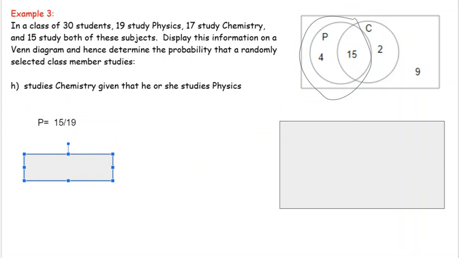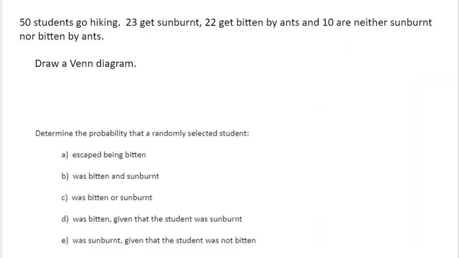Okay, so we have one more slide, but it actually has a bunch of questions on it and another Venn diagram to make. This time we have 50 students go hiking and they have some unfortunate situations. 23 of them get sunburnt and 22 of them get bitten by ants. And only 10 of them are neither sunburnt nor bitten by ants.